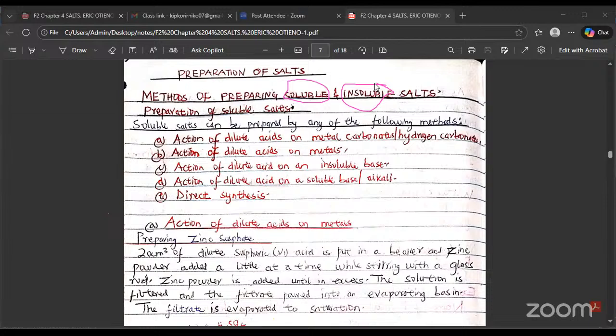We have, so I started from number E, but let us go to A. Action of dilute acids on metal carbonates or hydrogen carbonates. That means you do the mix directly: acids and the carbonates or the hydrogen carbonates. It will form three things.